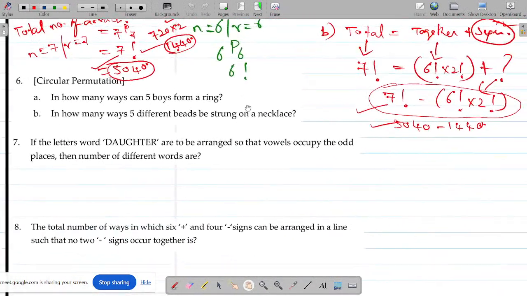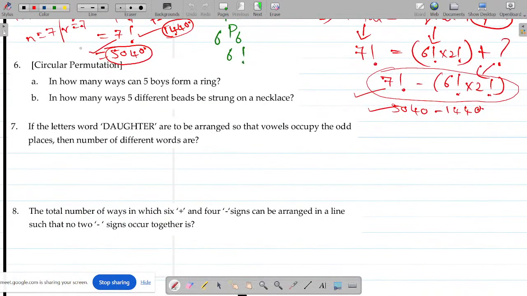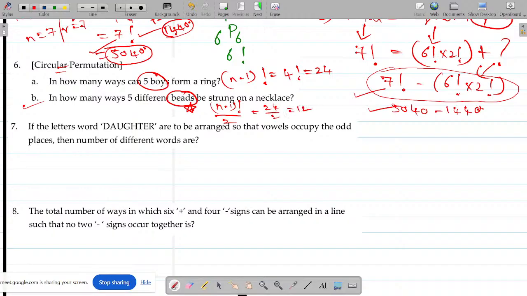So next problem here. This is a direct problem. Question number 6, circular permutation. In how many ways can 5 boys form a ring? You remember the formula for circular permutation is not n factorial. Instead, this is n minus 1 factorial, which is 5 minus 1 factorial, which is 4 factorial. So the answer is 24. Part B. In how many ways can 5 different beads be arranged? So you're not going to distinguish between clockwise and anti-clockwise. So what's the formula? n minus 1 factorial divided by 2. Why 2? Clockwise 1 arrangement, anti-clockwise 1 arrangement, so 2 arrangements. So this is 24 divided by 2, which is 12, the answer.